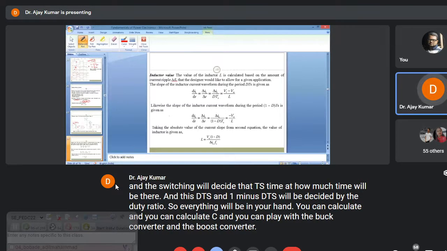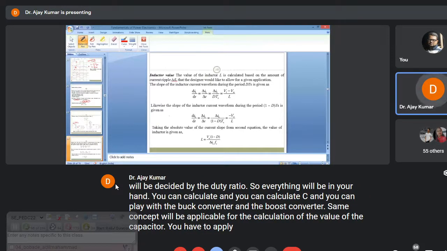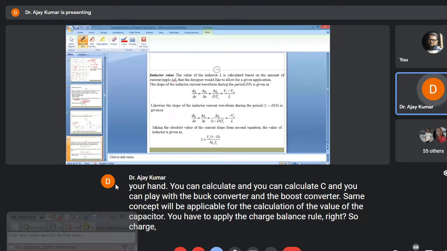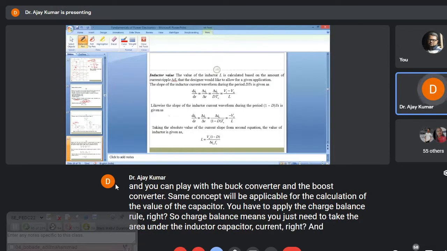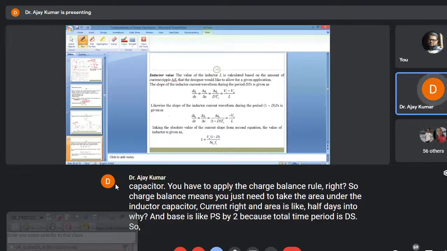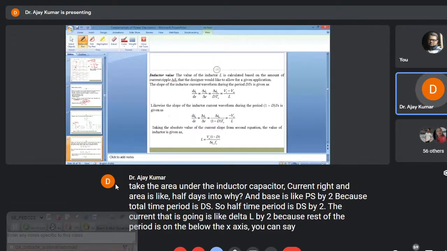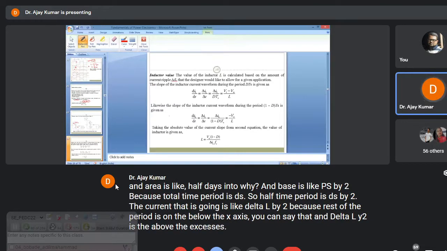Same concept will be applicable for the calculation of the value of the capacitor. You have to apply the charge balance rule, right? Charge balance means you just need to take the area under the capacitor current. The area is half base into height, and the base is TS by 2, because the total time period is TS, so half time period is TS by 2. The current is delta IL by 2, because the rest of the period is below the x-axis and delta IL by 2 is above the x-axis. So you just want to calculate the area of this period.